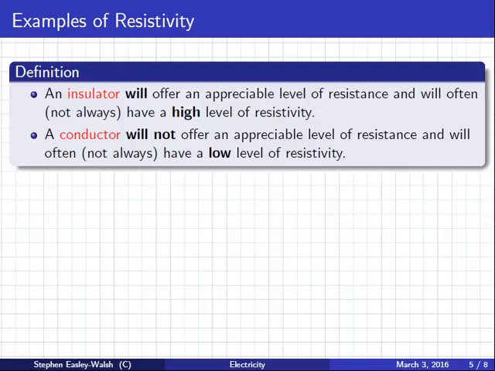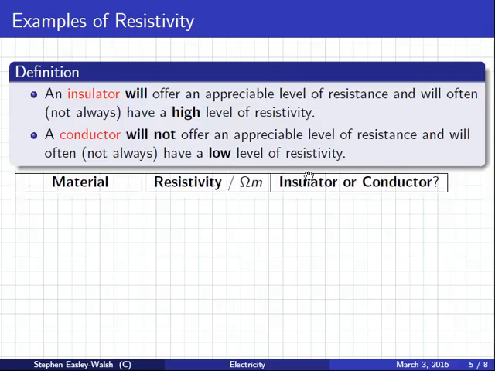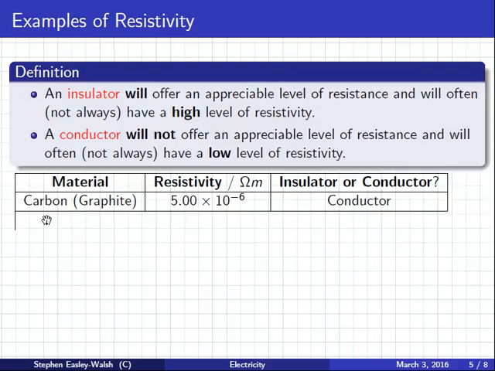Continue. Right, so here is a table of some values of resistivity. Carbon. You know carbon? This is a small resistivity, 5 × 10⁻⁶ ohm meters. So this is a conductor. Okay, so can you write this table down? We're going to add more to it.